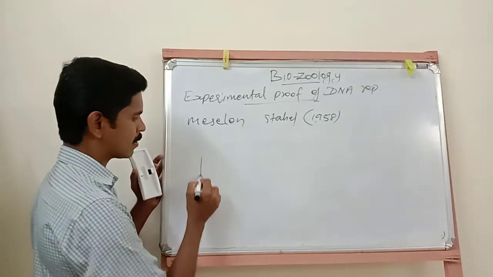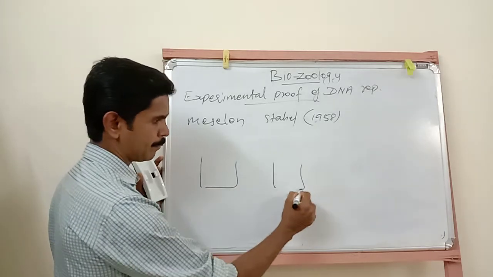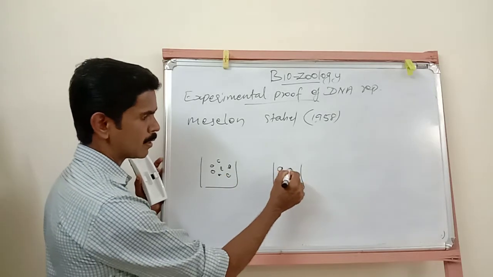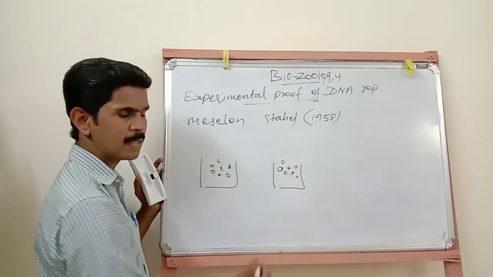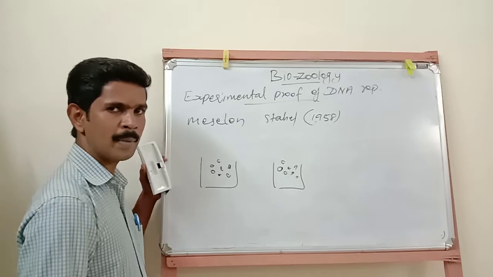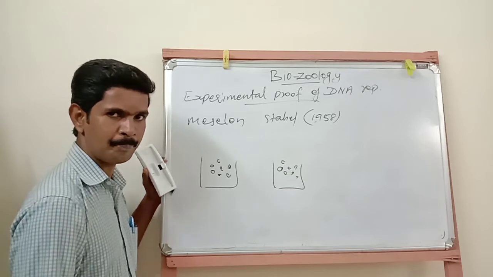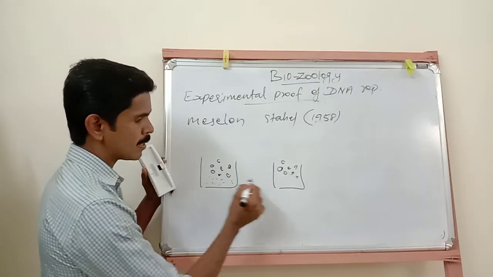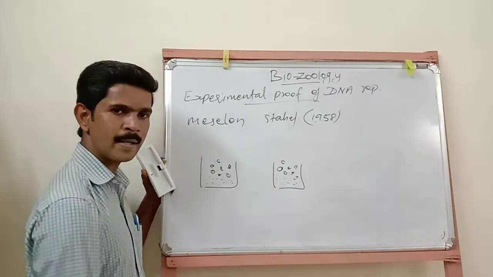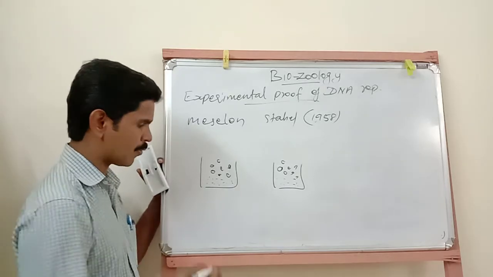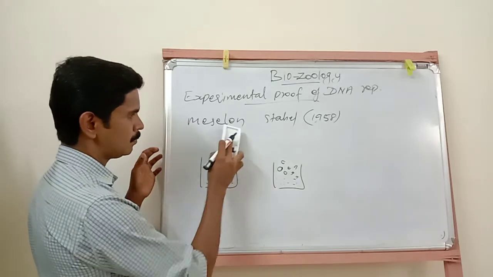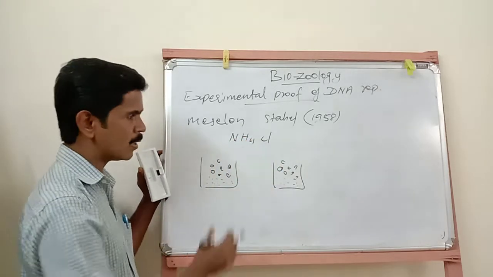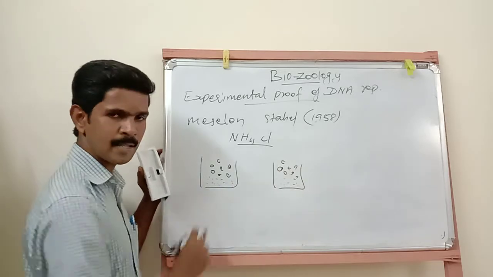First they selected two culture media. In this culture medium they kept many generations of Escherichia coli bacteria, and in this culture medium also they kept many generations of Escherichia coli bacteria. Then in both culture media they kept one nitrogen source. The name of the nitrogen source is NH4Cl. So they kept this NH4Cl in both culture media.